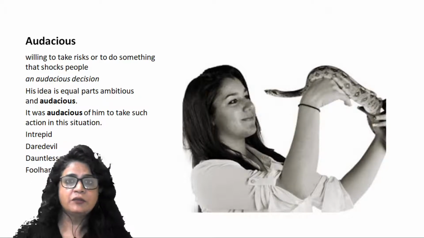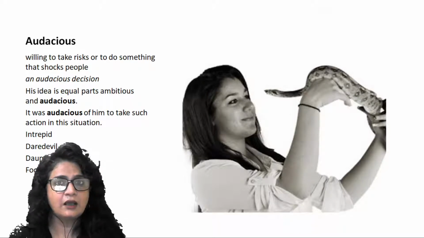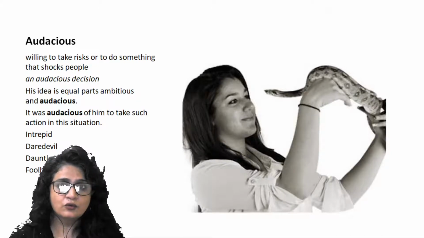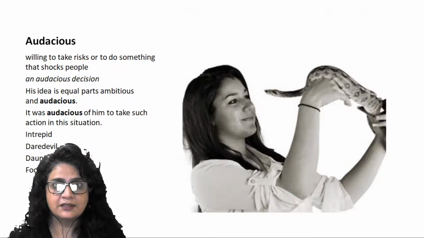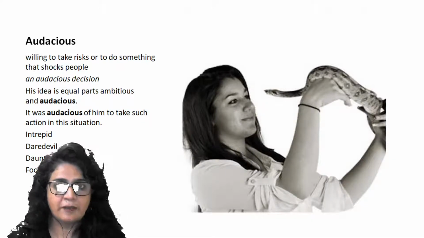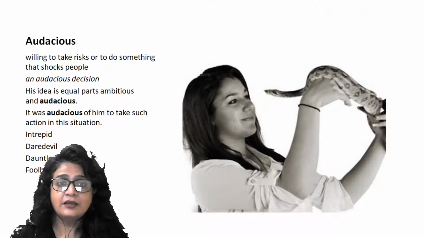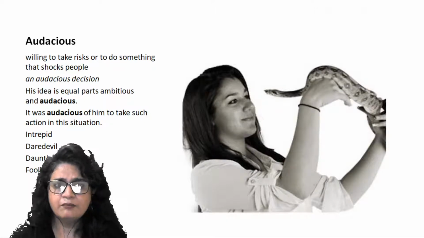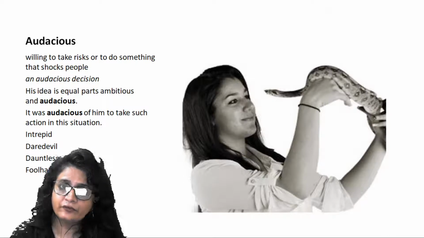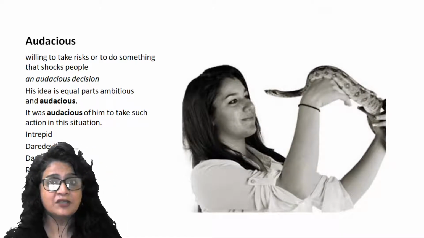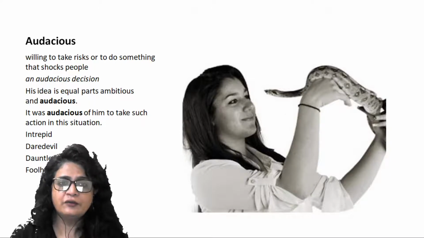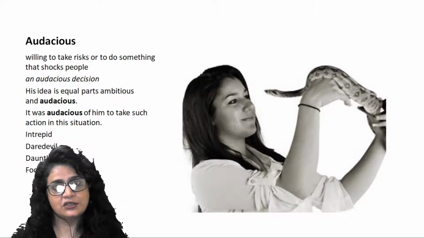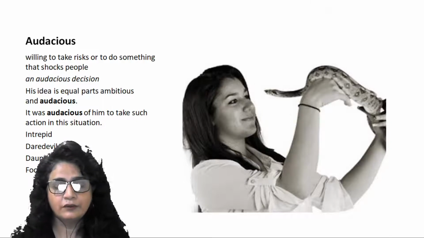You see those people speeding their cars and bikes on roads, flouting traffic rules, putting others' lives in jeopardy because they want to grab some eyeballs. That is an audacious attempt. His idea is equal parts ambitious and audacious. So it's bold, it's ambitious, it's aspirational, but at the same time it's also very bold. It was audacious of him to take such action in this situation. So bold, extremely bold.